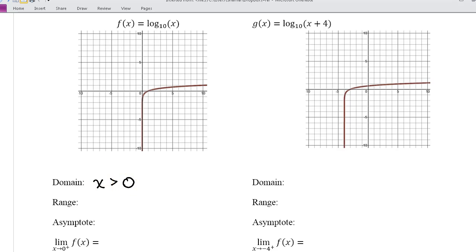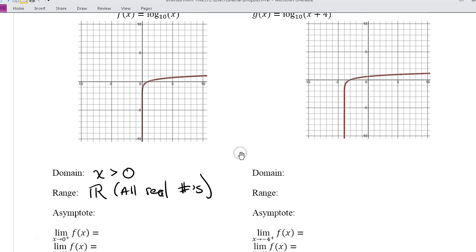Now for our range, if we look at our graph here, it's going to continue down forever. And as we go to the right, we can see that the graph is getting higher and higher very, very slowly. But as we continue to go out to infinity, the graph is going to keep getting higher and higher. So really there are no restrictions on the values of the function that we're going to get out. So for our range, we really have all real numbers. I like to use this symbol for all real numbers. And for most of our log graphs, we're going to have similar ideas for the domain and the range.